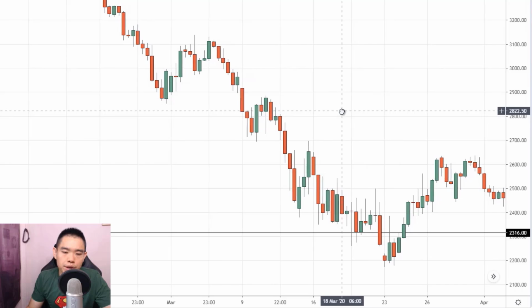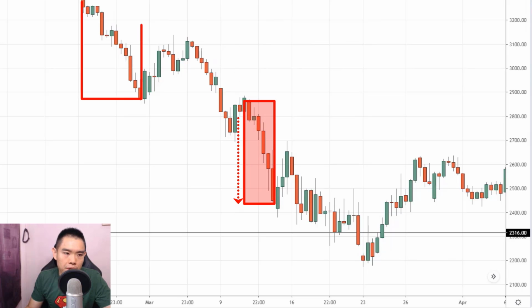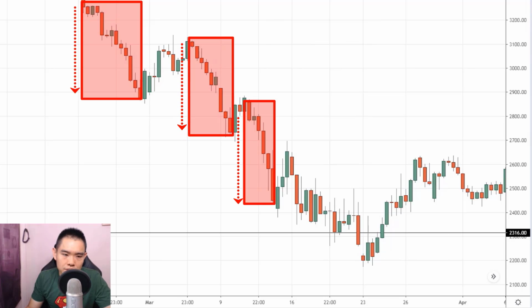So at this point, you can see that the pullback has pretty much mellowed down a lot. Previously, in a pullback, there were strong bearish momentum candles, strong bearish momentum candles, and even here. But when you look at the most recent one, the size of the candles has been reduced dramatically. So this is where I feel it's much safer to enter the trade right now.